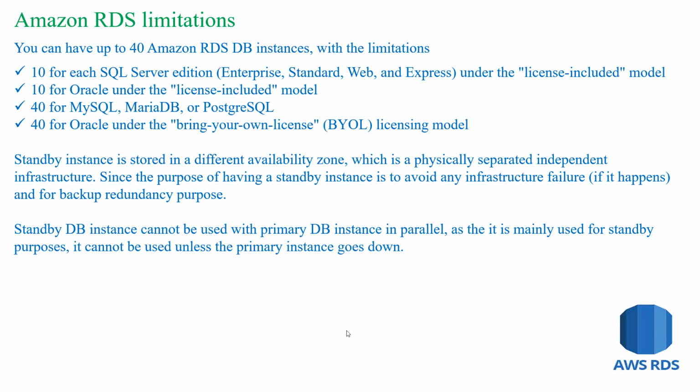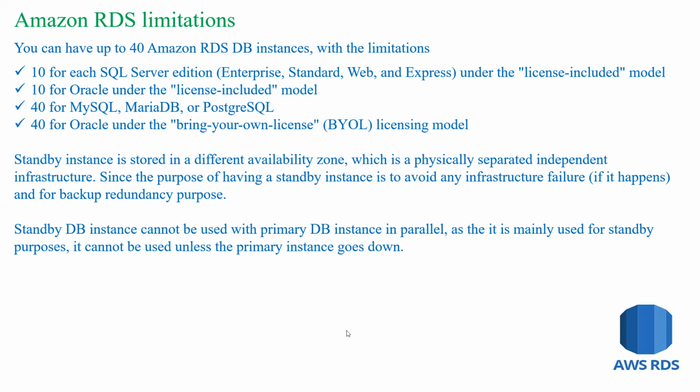So here we can see 10 of each SQL Server edition under the license included model. What does that mean? Amazon RDS itself will provide you the license. You need not purchase the license. Just like the EC2 instance, when we create it, we may pick the operating system as Windows or Linux. That means the cost we are paying for that EC2 instance, the virtual machine, is inclusive of the license fee of that particular operating system. Similarly, if you own your own operating system license and don't want to pay Amazon, then you can use your license key for that operating system that you want to install, so that much cost you will reduce.